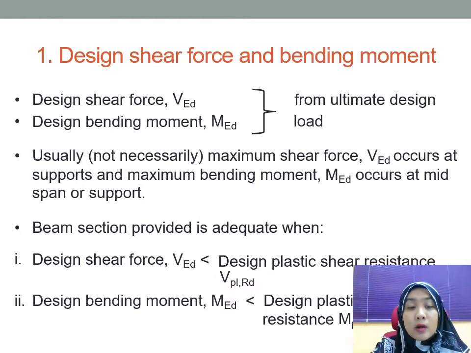In order for the design, the beam section that we are going to provide must be adequate when the design shear force that we calculate is less than the design plastic shear resistance VPLRD, and also the design bending moment that we calculate must be less than the design plastic moment resistance. It means here the design force should be less than the resistance. Then our beam section that we are providing is adequate.